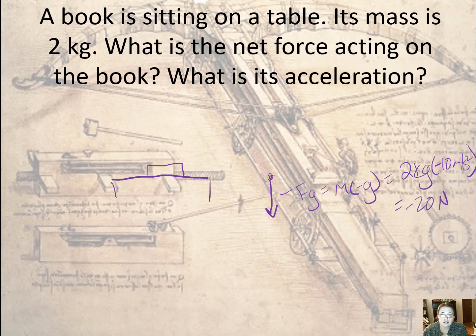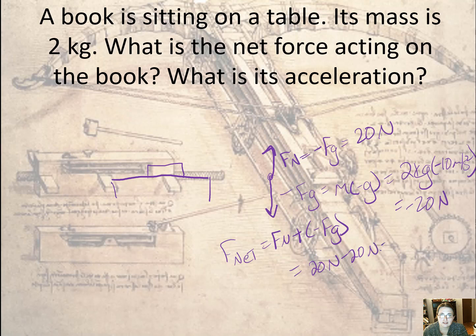And then the normal force is equal to the opposite of the force of gravity, so it's equal to a positive 20 newtons. And the net force is equal to the normal force plus the force of gravity, and that is equal to 20 newtons minus 20 newtons, and that's equal to 0 newtons. So there was no net force. It's in equilibrium.